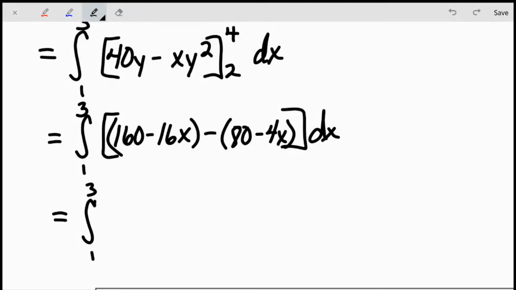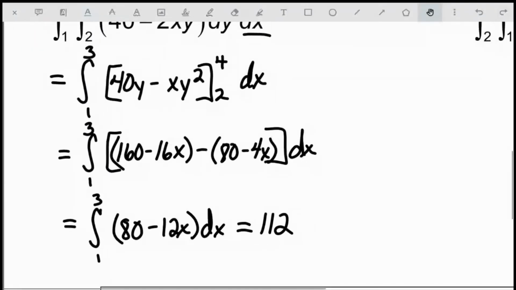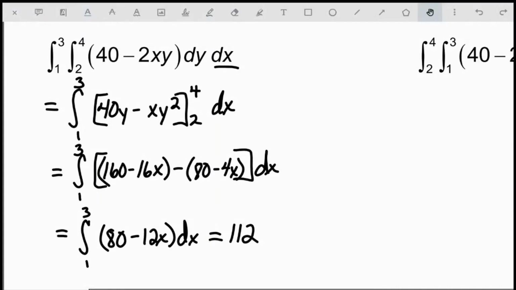So if I combine everything now, I've got 80 minus 12x. And now I've simplified this down to where I've just got an integral of a single variable, and this becomes really, really simple at this point. I'm not even going to work through those steps. You know how to do that, and that would give you 112. Okay, so the main idea is you work from the inside out, and you have to be really careful about which variable you are currently working with, because you've got to keep straight in your mind what those limits of integration are referring to. Are they referring to x values? Are they referring to y values?